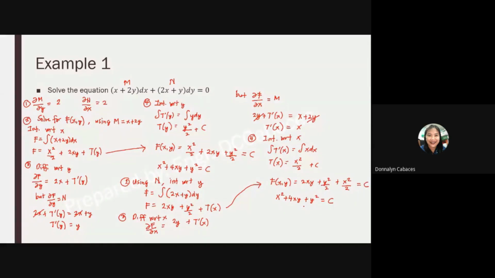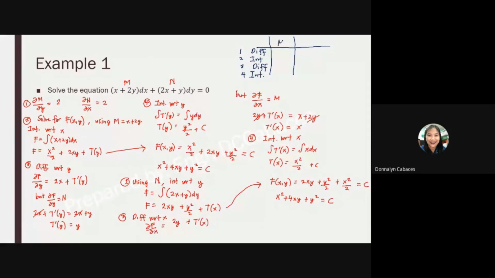Okay? So to summarize and to give you a guide on the procedures that you have to follow, maybe this will help you to easily remember how we are going to solve an exact differential equation. Okay, so these are the processes. Step 1, we differentiate. Step 2, we integrate. Step 3, we again differentiate. And step 4, we integrate.